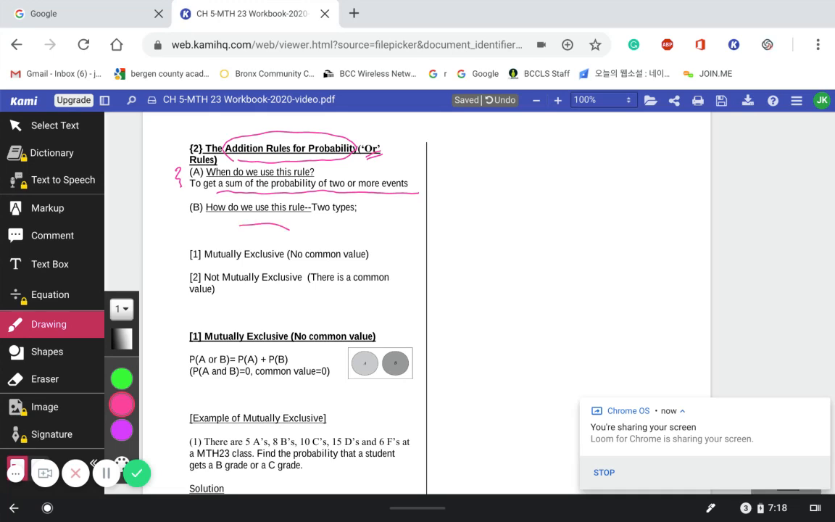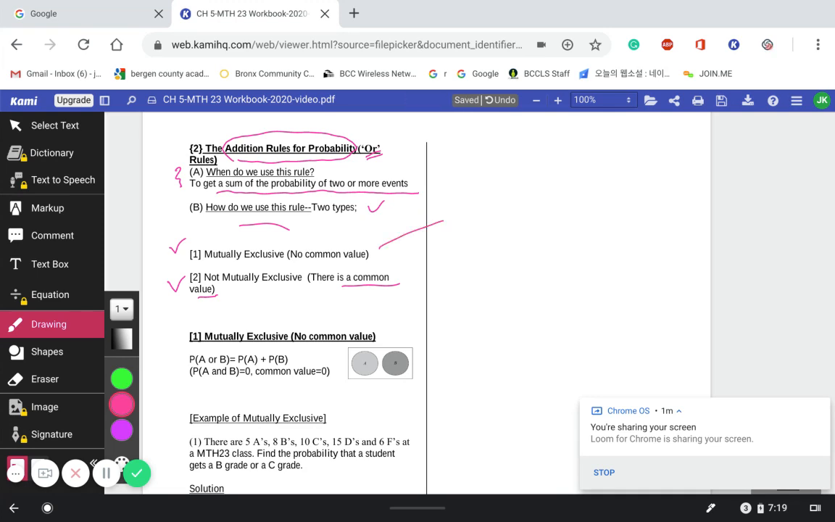How do we use this rule? There are two types. One is for mutually exclusive events, when there is no common value between two events, or non-mutually exclusive, which means they are inclusive. They have a common value.